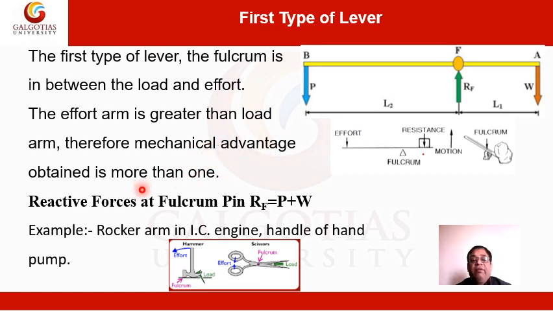Here the mechanical advantage is more than one. The reaction force at the fulcrum point is P plus W, because the load and effort have the same direction, so it is added, and that is equivalent to the reaction force. Examples of the first kind of lever are the rocker arm in an IC engine and the handle of a hand pump. You will see the example of the hand pump later. So effort, fulcrum, and resistance. This is about the first type of lever.